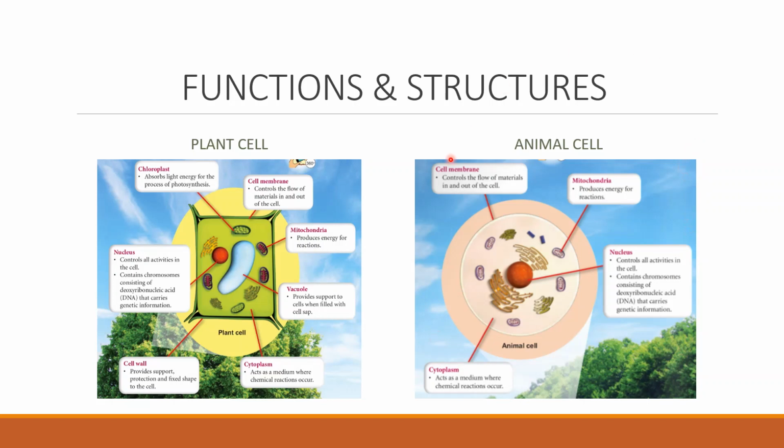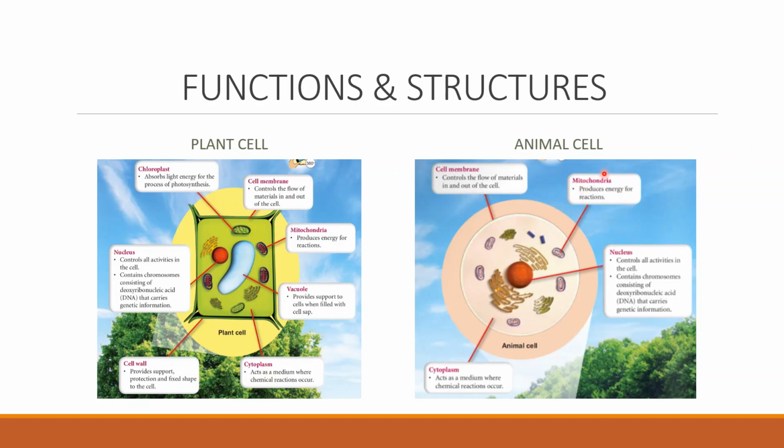So first, there's the cell membrane. The cell membrane is basically this lining over the whole cell, or in the plant cell it is the lining of the light green color edge over here. Not the dark green one, but the light green one. Okay, so the cell membrane controls the flow of materials in and out of the cell.